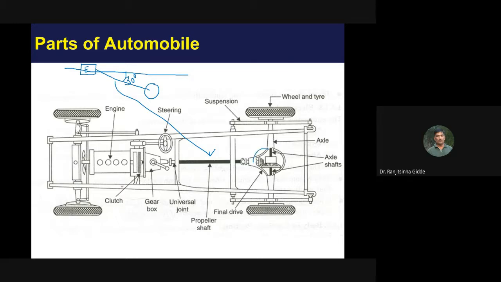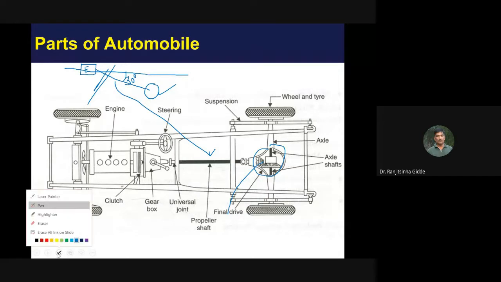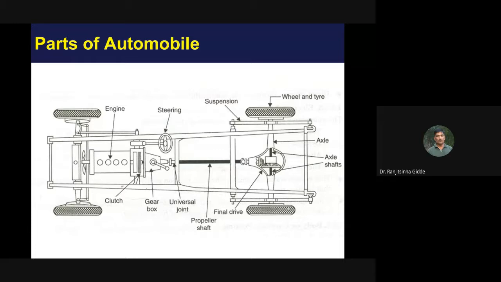So this part is differential unit, or this is the final drive. So power is produced at the flywheel, and that is being supplied to the wheels at the rear. So to connect that, propeller shaft is used. Understood? Am I audible? Okay.